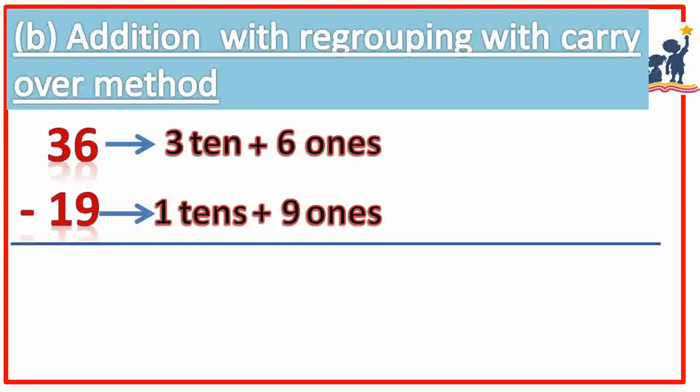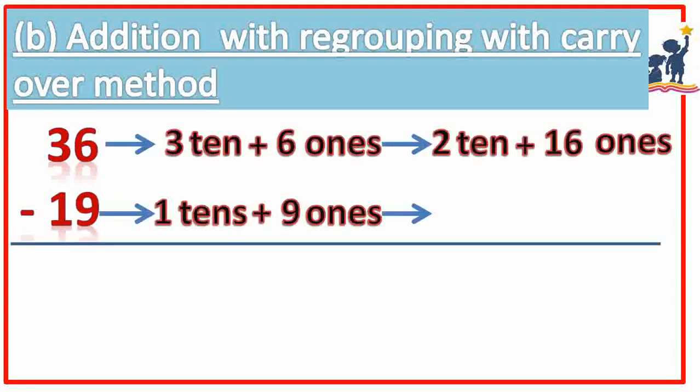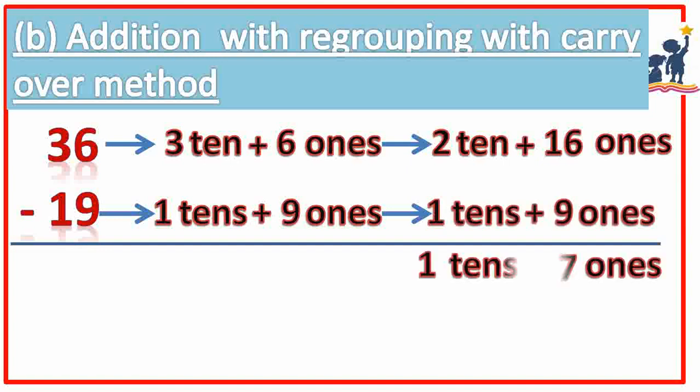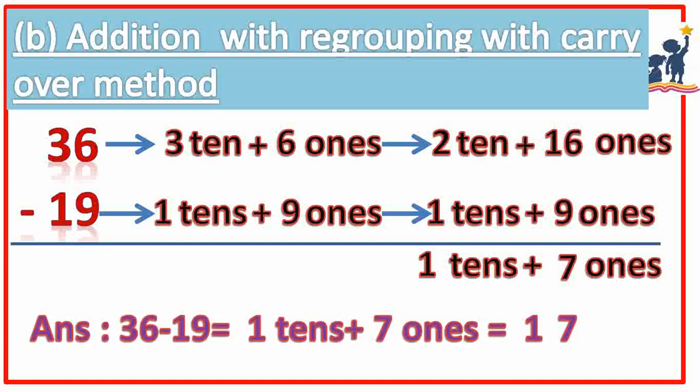Subtraction with regrouping. 36 minus 19. 36 can be written as 3 tens plus 6 ones. And 19 can be written as 1 ten plus 9 ones.